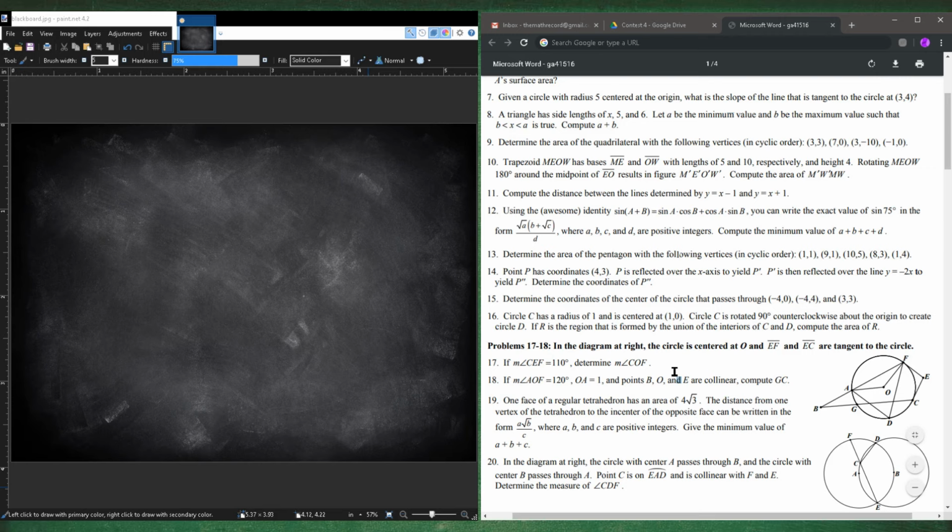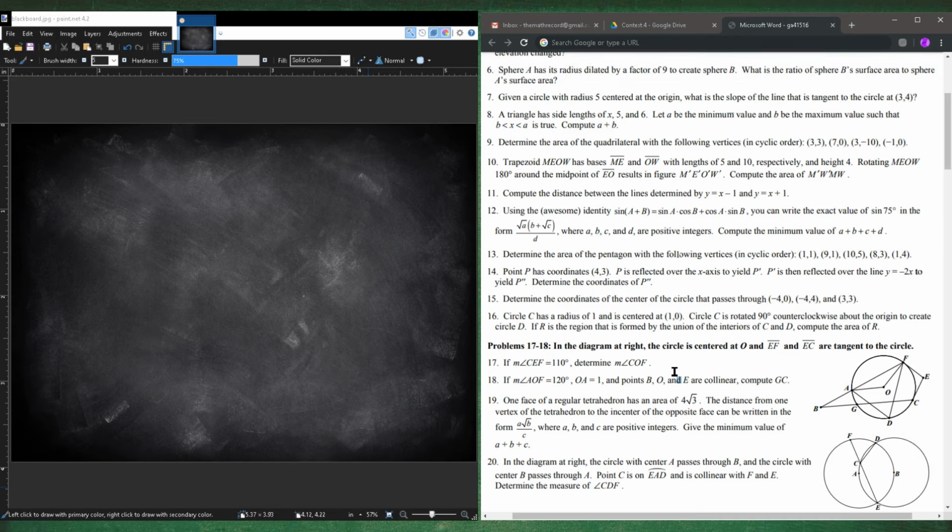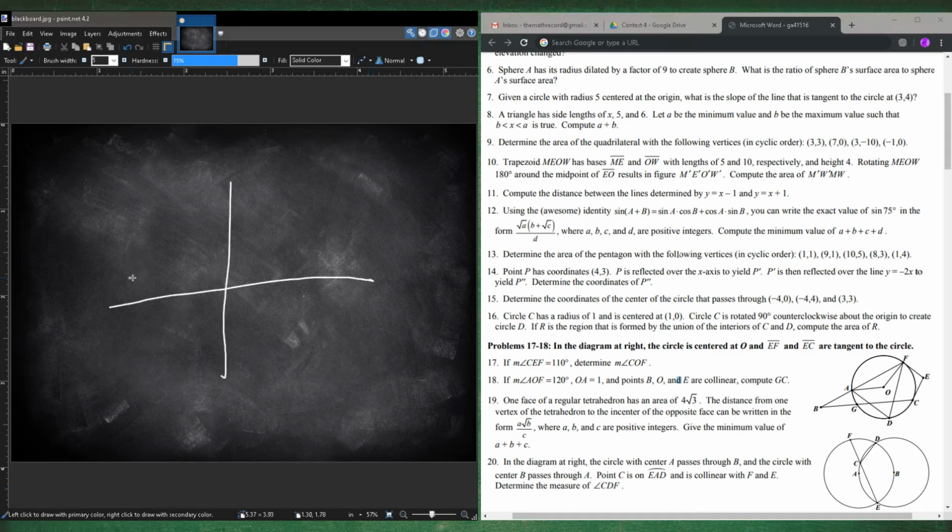Number 15. Determine the coordinates of the center of a circle that passes through negative 4, 0. Let's kind of draw this out. So we have negative 4, 0, negative 4, 4, and 3, 3. Okay. So we have a circle that goes through all these points.